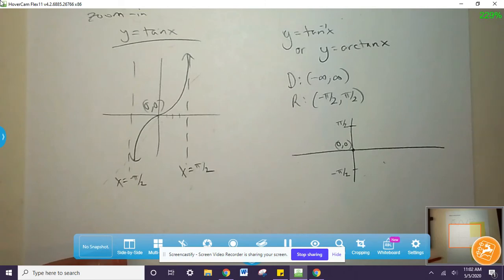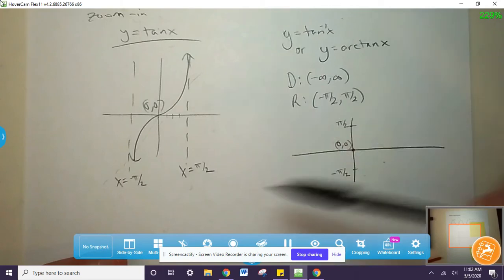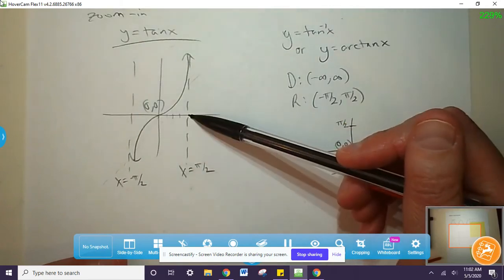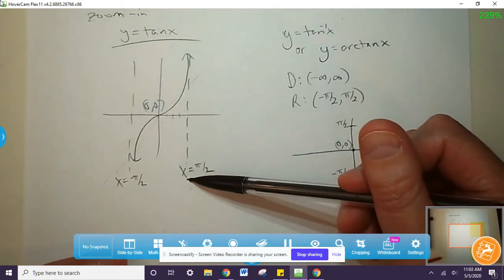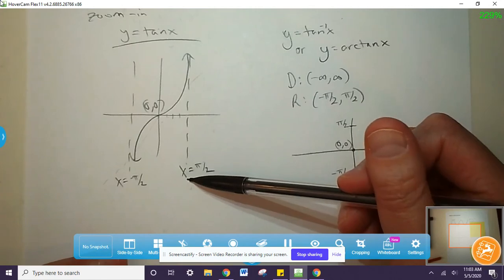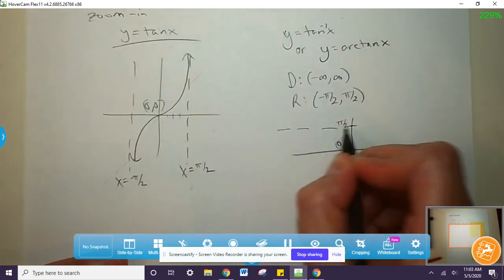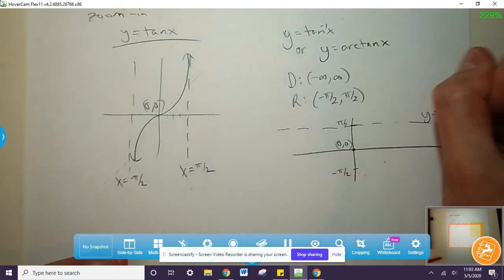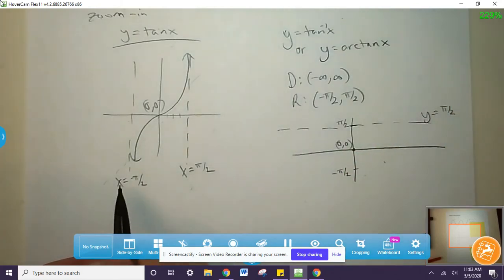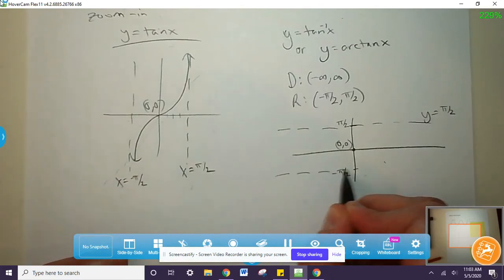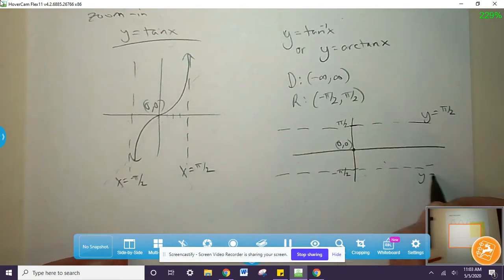We also have another clue that can help us that we didn't have for sine and cosine, and those are the asymptotes. So if there's a vertical asymptote at x equals pi over 2, since inverses are all about switching x's and y's, there must be a horizontal asymptote at y equals pi over 2. So if tangent has an asymptote at x equals negative pi over 2, then its inverse must have an asymptote at y equals negative pi over 2.